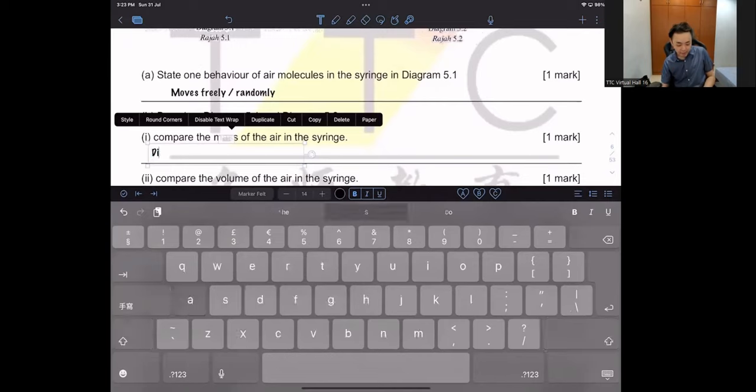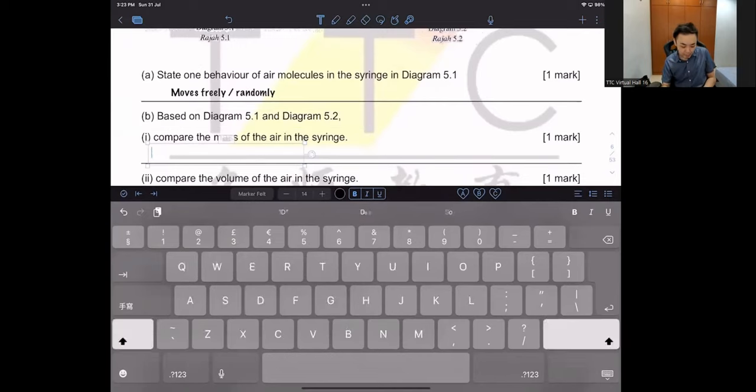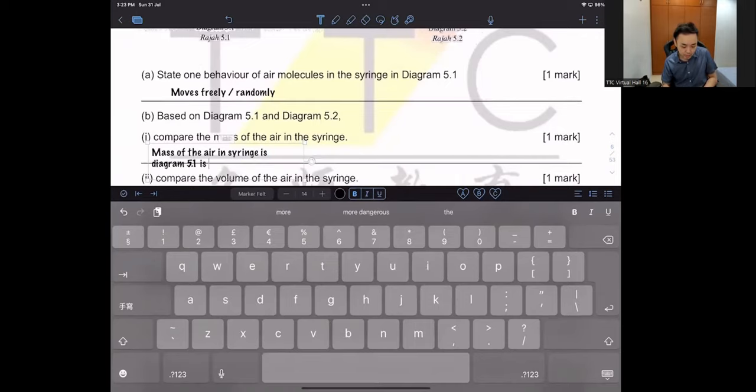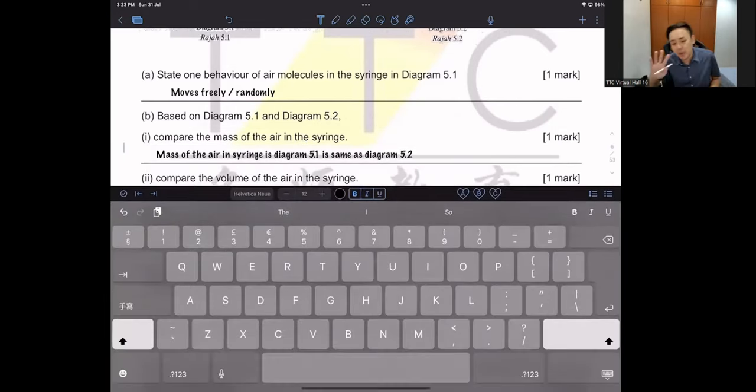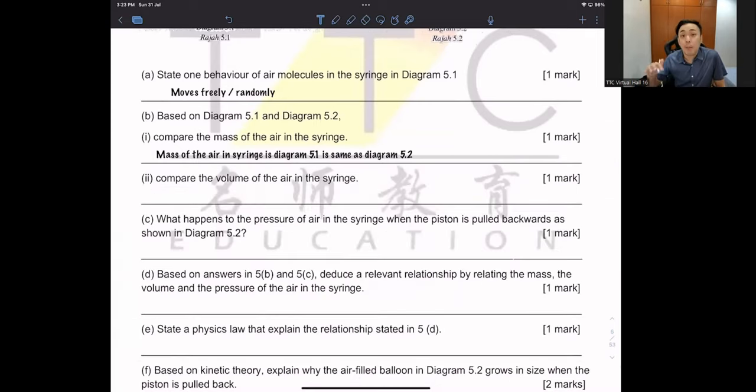So the mass of the air in the syringe in diagram 5.1 is the same as in diagram 5.2. Normally, let me tell you, for compare questions your answers are only a few. You normally get four answers when it comes to comparing. Number one is more than, number two is less than, and number three is equal.